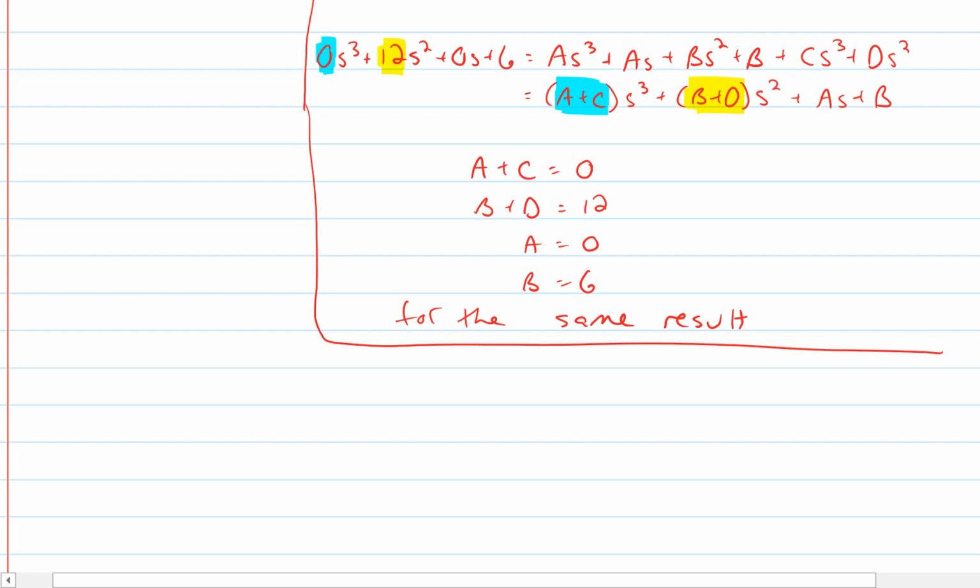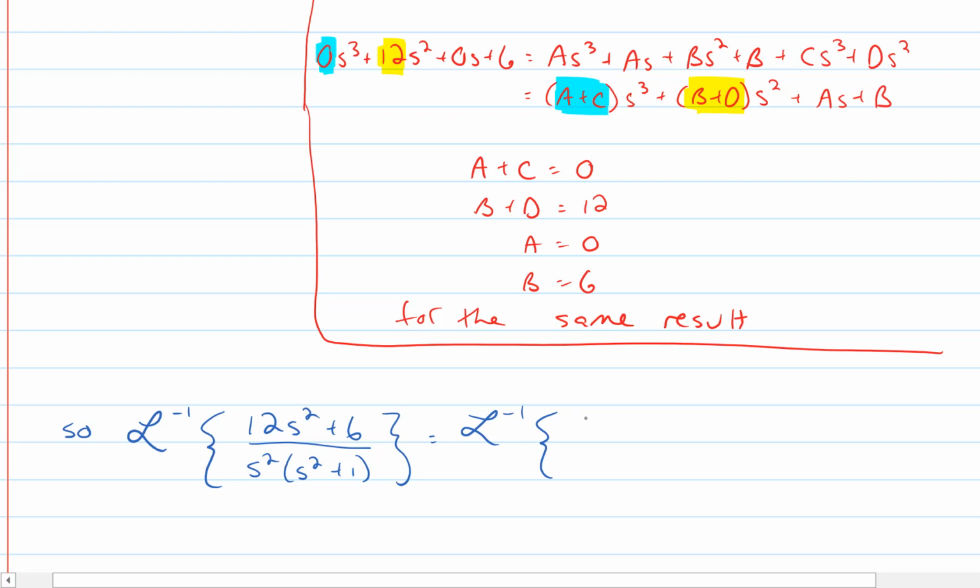Okay, so where does that get us? What we do know is that the inverse Laplace transform of 12s squared plus 6 over s squared times s squared plus 1 is equal to the inverse Laplace transform of 6 over s squared plus 6 over s squared plus 1.